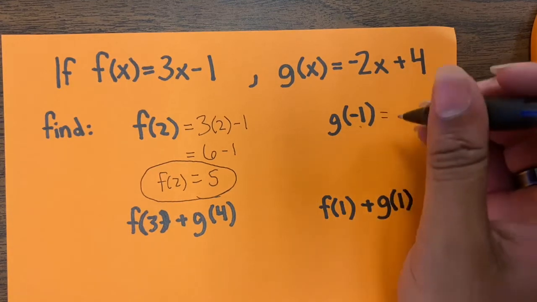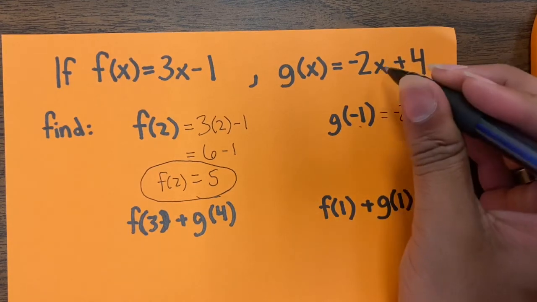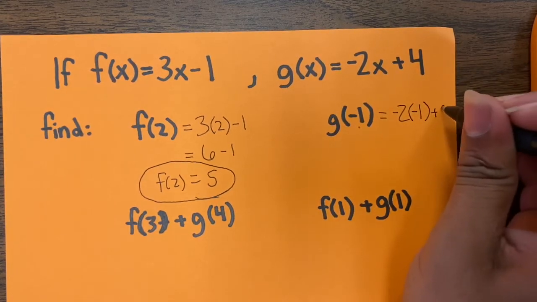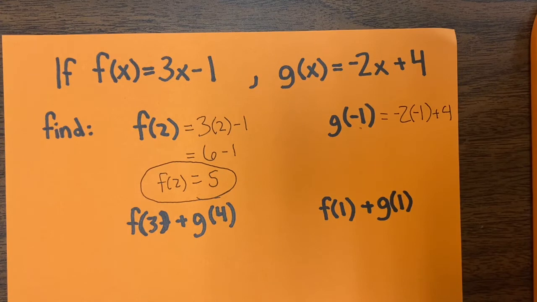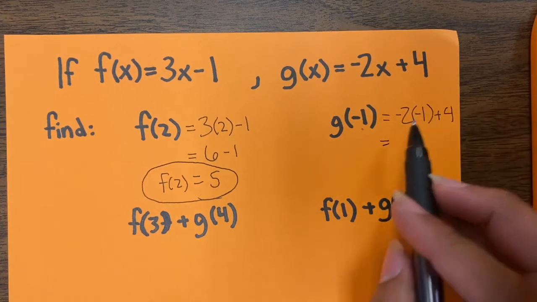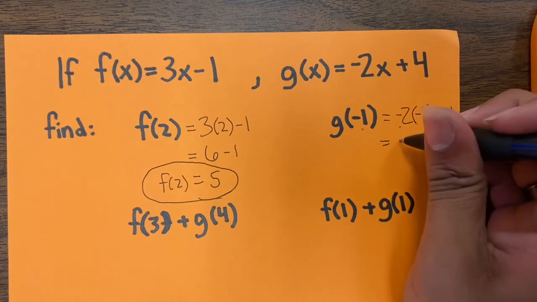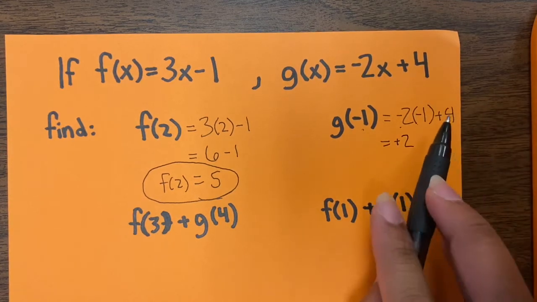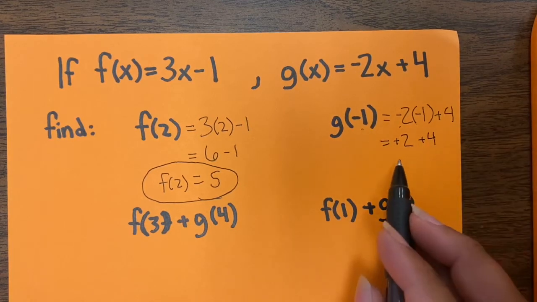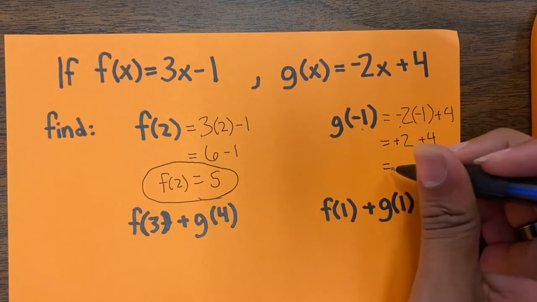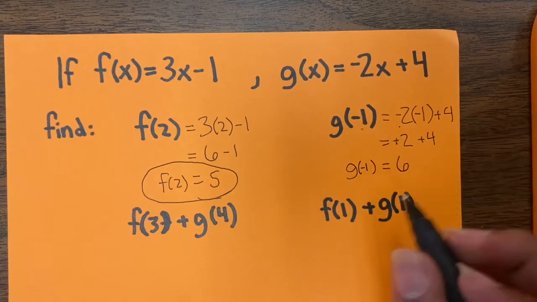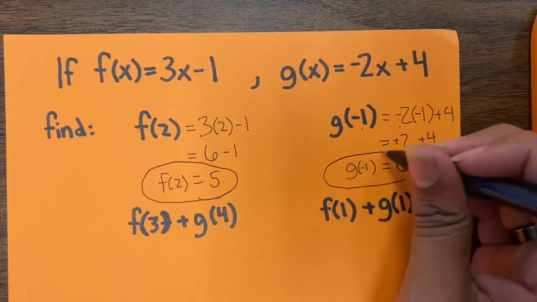So negative 2, then I see x, so times negative 1, plus 4. So I'm going to multiply. So negative 2 times negative 1 gives me positive 2 plus 4. 2 plus 4 gives me 6. So g of negative 1 equals 6.